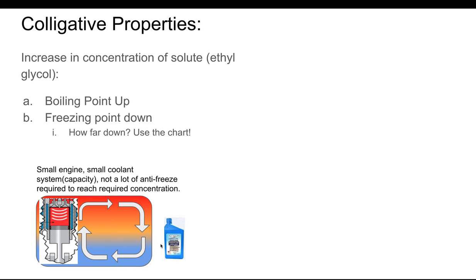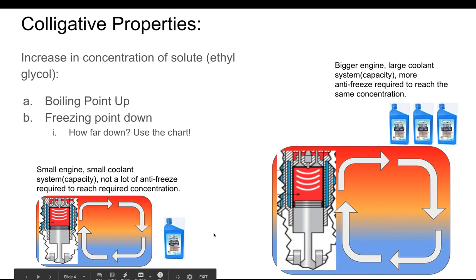If we have a little engine, we only need a little bit of antifreeze to get the concentration of solute high enough to push the freezing point down. But if we have a really big engine with a high capacity, we're going to need more of the antifreeze in order to push the concentration high enough in the solution to get the freezing point lower. Bigger engine, we're going to need more antifreeze to hit the same concentration that we would in a smaller engine.